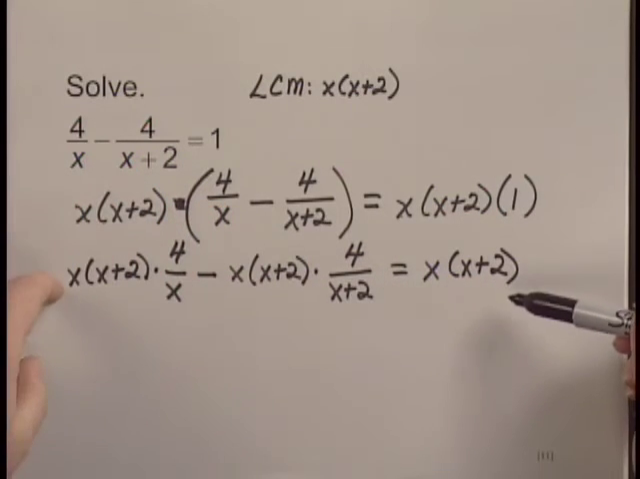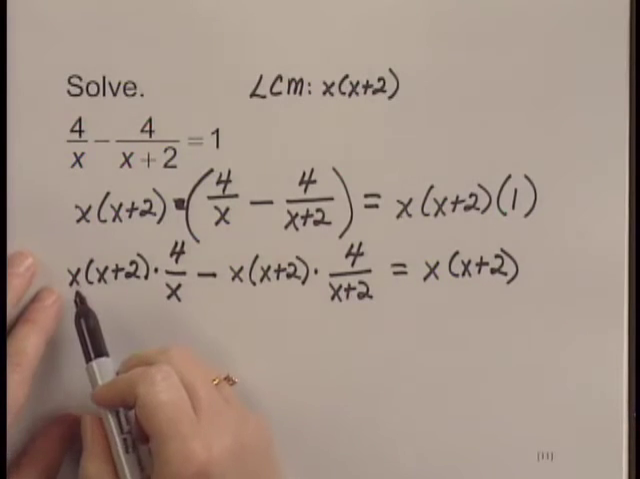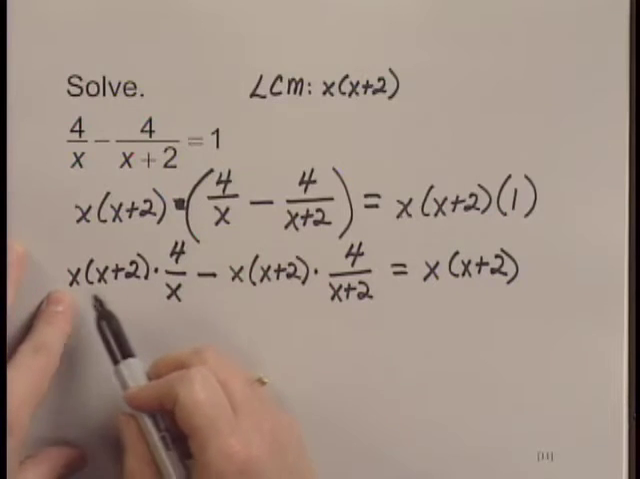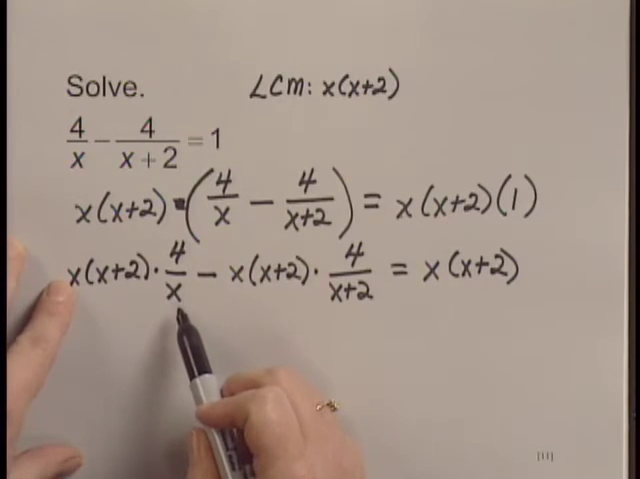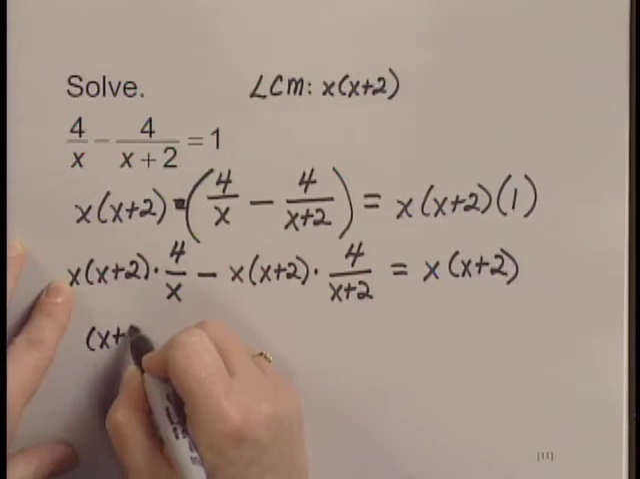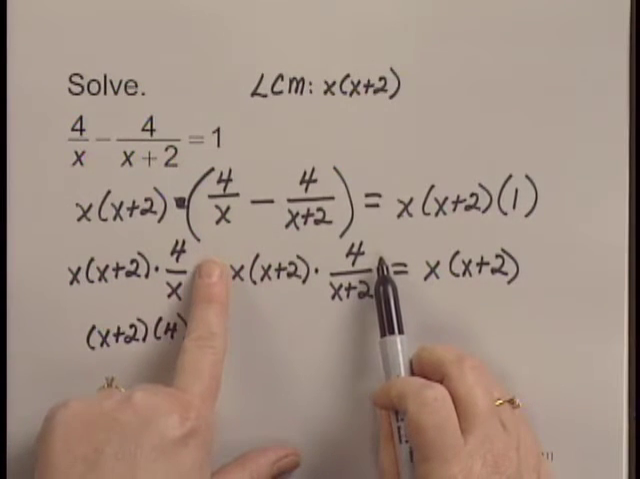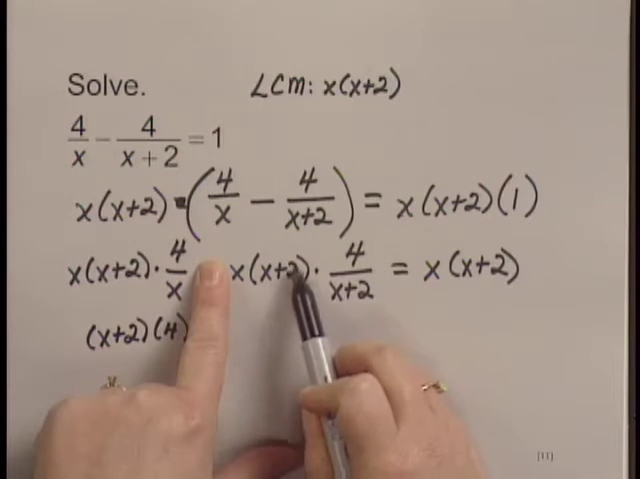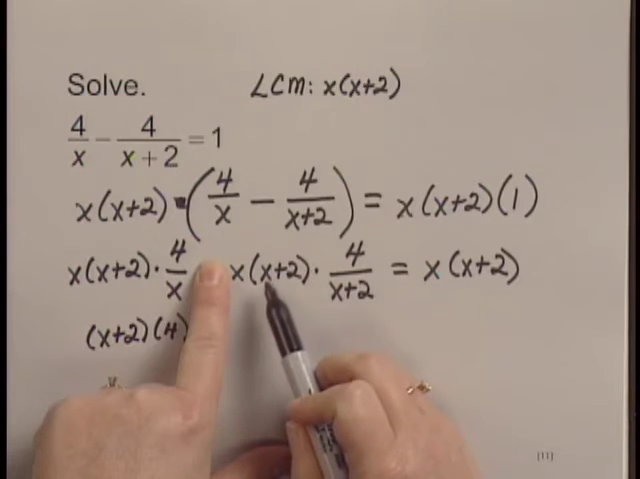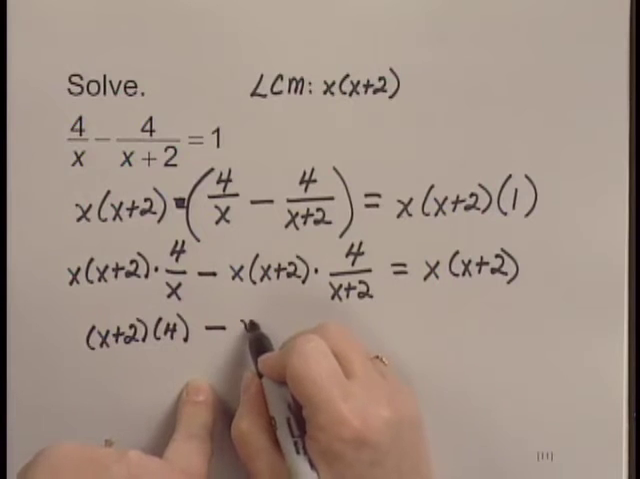Now that I have this distributed here, I can do the multiplication. When I get done with this next step, I shouldn't have any denominators. Multiplying, I have x times x plus 2 times 4 all over x. The x in the numerator and the x in the denominator will cancel, and I'll be left with x plus 2 times 4. When I multiply here, I have x times x plus 2 times 4 divided by x plus 2. The factor x plus 2 in the numerator will cancel with the x plus 2 in the denominator, and I'll be left with x times 4.